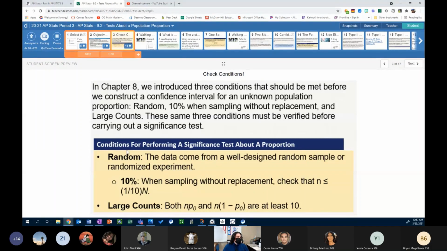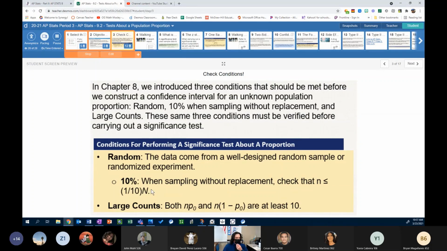All right. So again, we have the same 3 conditions, now called the conditions for performing a significance test about a proportion. It must be random. The data come from a well-designed random sample or randomized experiment. The 10% condition must be met when sampling without replacement, which means we have to check that the sample size is less than or equal to 10% of the population size.